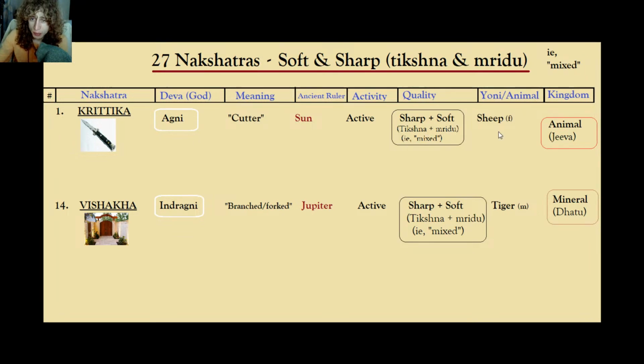And the sexual yoni animal of Krittika is the female sheep. So they do well when they're partnered up with someone who's the male sheep. And there's a whole other science when it comes to traditional Indian marriage analysis. And then, Krittika is considered to be a jiva. It's the animal kingdom nakshatra. And it would be interesting to start unfolding what exactly that means to the nature of the nakshatra. So, these are some character qualities of the Krittika Nakshatra.